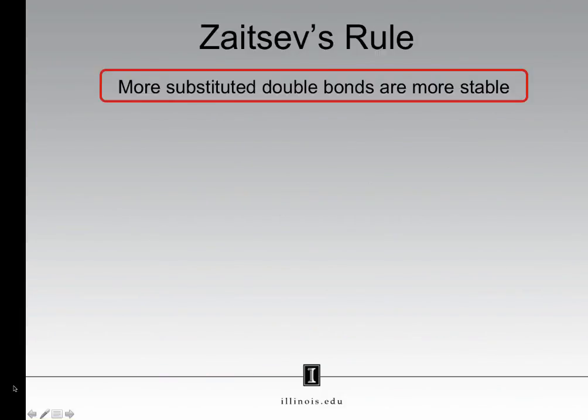Now let us apply that knowledge to predicting the products of an elimination reaction. In Chem 232, you were taught Zaitsev's rule. Zaitsev's rule states that the more substituted a double bond is, the more stable it is.